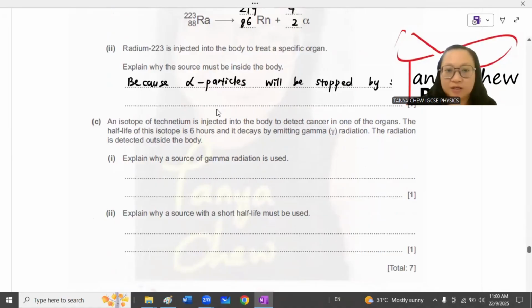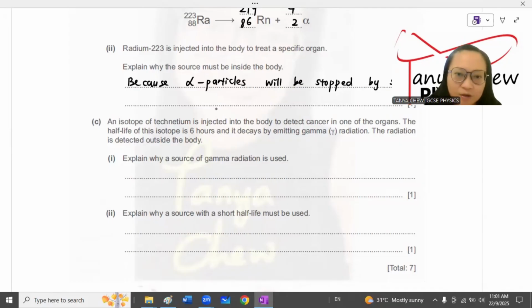C, an isotope of technetium is injected into the body to detect cancer in one of the organs. The half-life of the isotope is 6 hours and it decays by emitting gamma radiation. The radiation is detected outside the body. First part, explain why a source of gamma radiation is used. First of all, gamma radiation is being used because gamma has the strongest penetrating power. And then it can penetrate through most of the stuff, and it is not easy to stop by the organs or tissue or muscle in your body. So when it is coming out from your body, it can still be detected by detector.